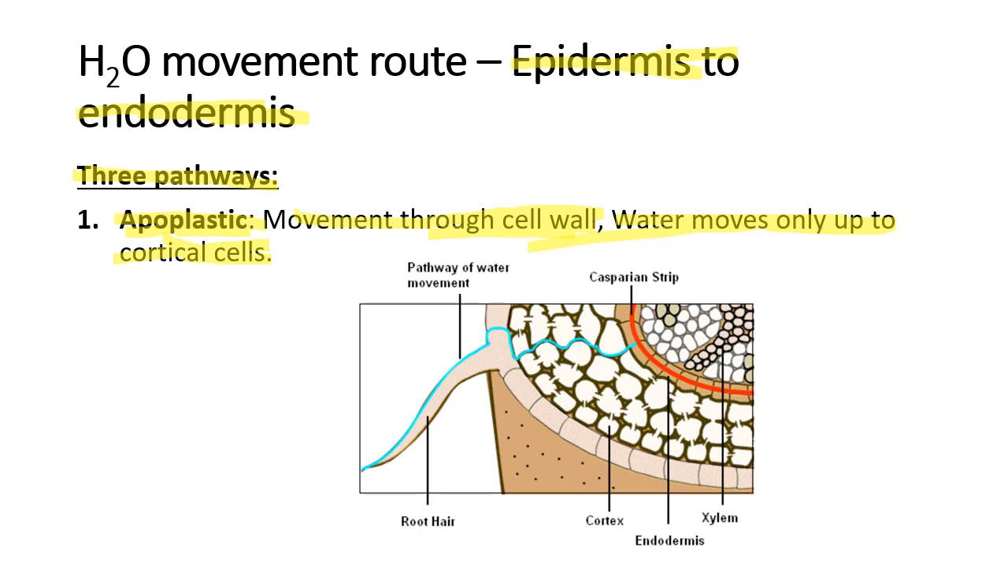Because, as I have earlier mentioned, in the endodermis we have a structure called Casparian strips, which is impervious to water. Hence if the water movement is through the cell wall, the Casparian strips will block the pathway, so the water can only travel up to the cortical cells if it is following apoplastic movement.